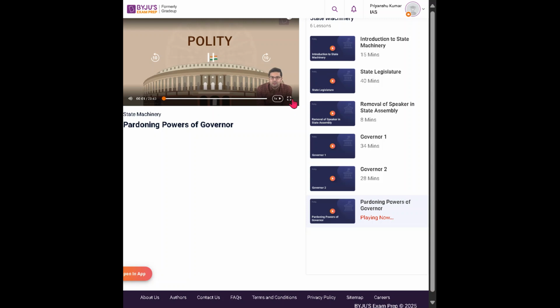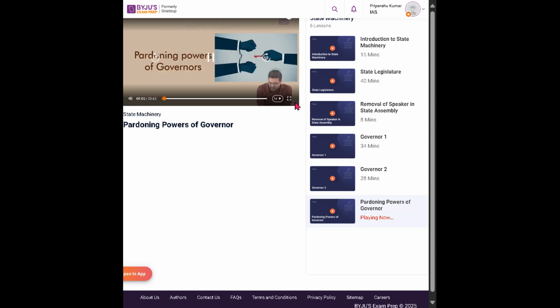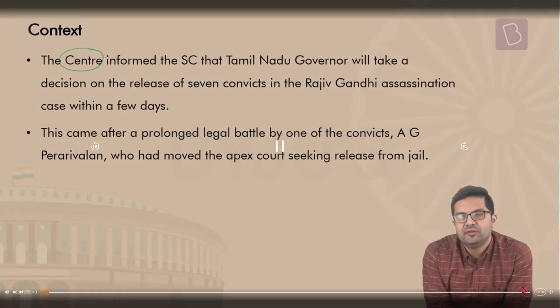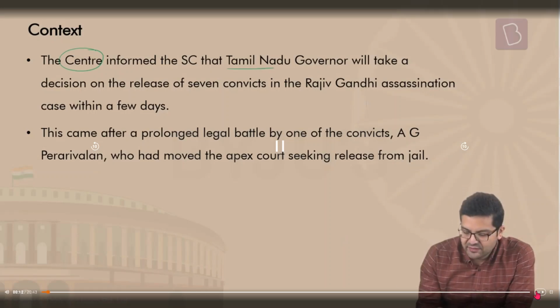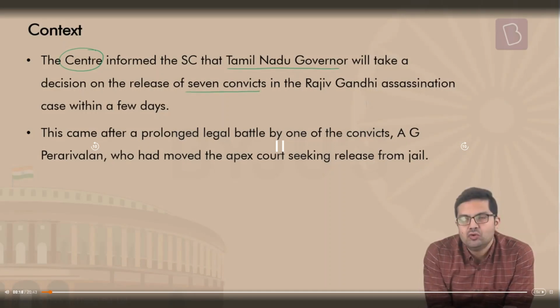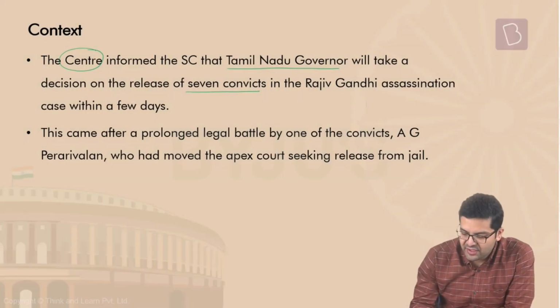Hello everyone and welcome back to Polity Current Affairs, Pardoning Powers of the Governors. Now the context of this topic is that the centre informed the Supreme Court that the Governor of Tamil Nadu would be taking their decision on the release of 7 convicts who have been languishing in jail for over 20 years in the Rajiv Gandhi assassination case.